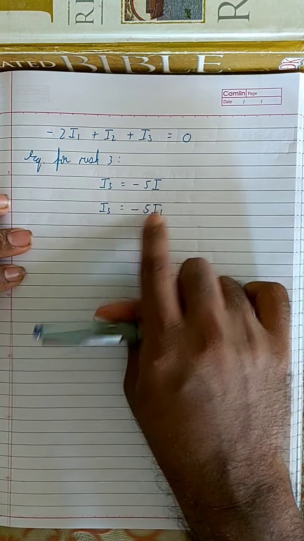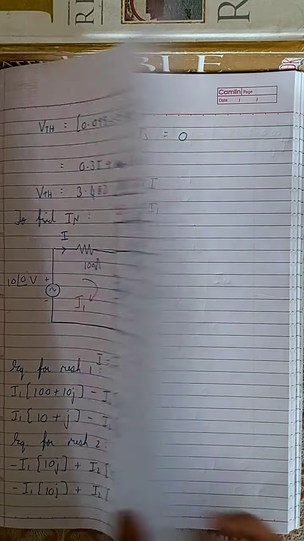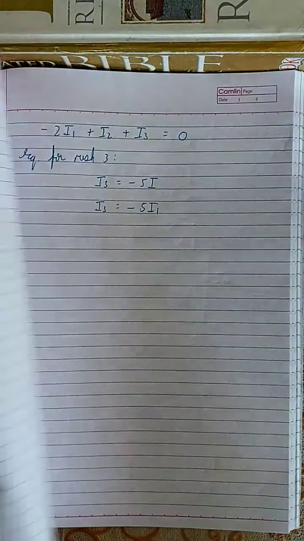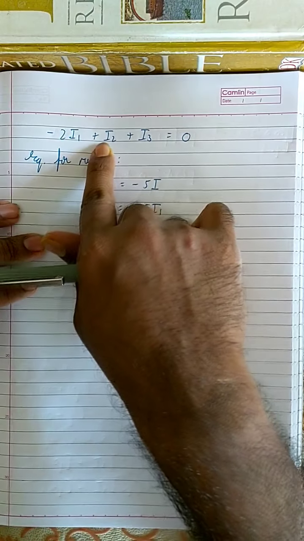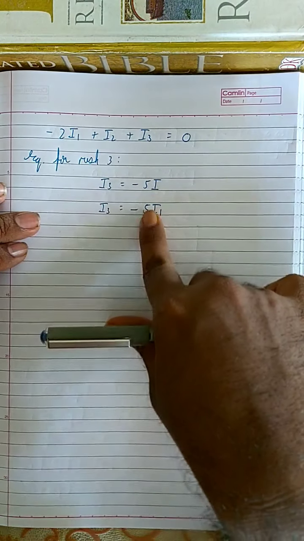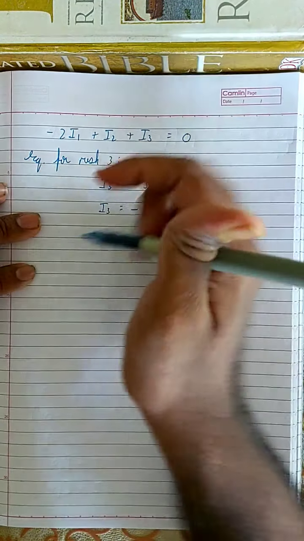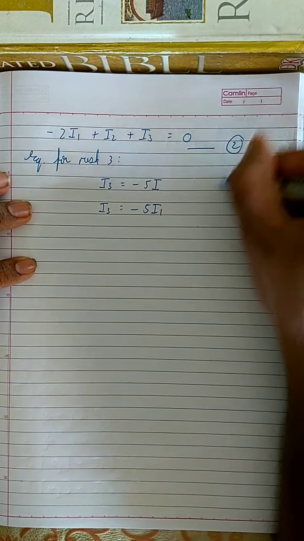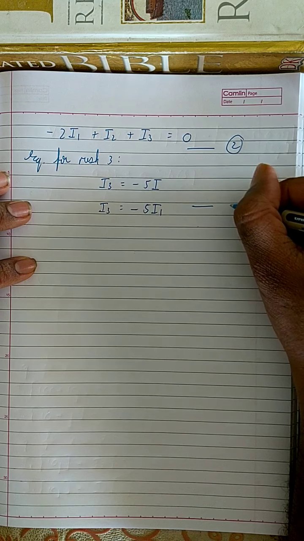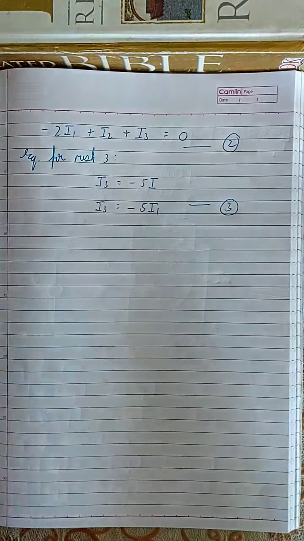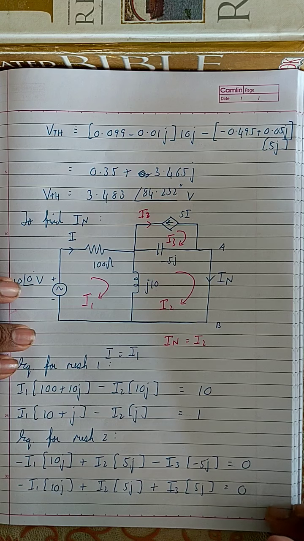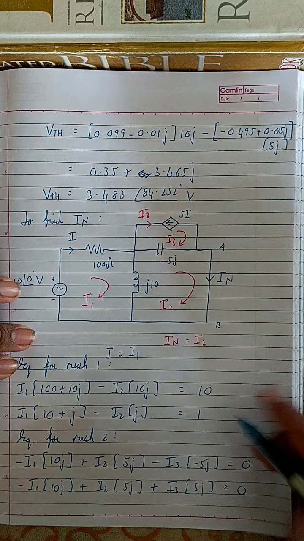So simply substitute that over here. My job is to find the value of IN, but I know that I2 is equal to IN, so I need to find the value of I2, and the equation for I2 is already given over here. Simply substitute the value of I3 over here. Let this be equation 1.